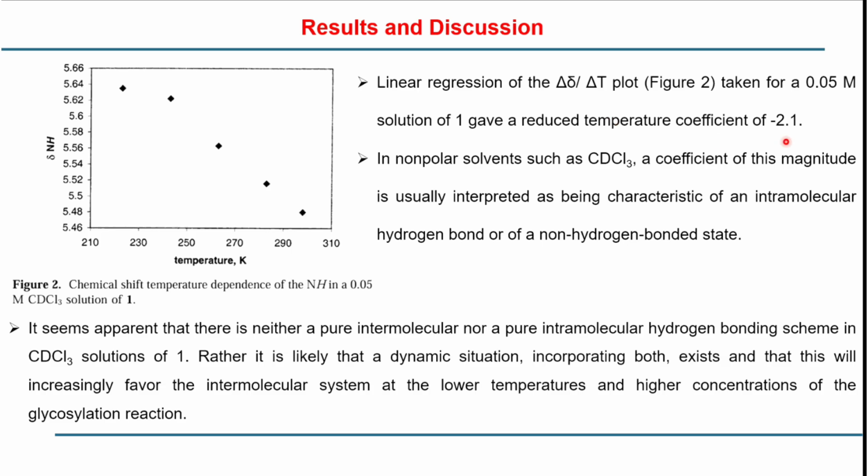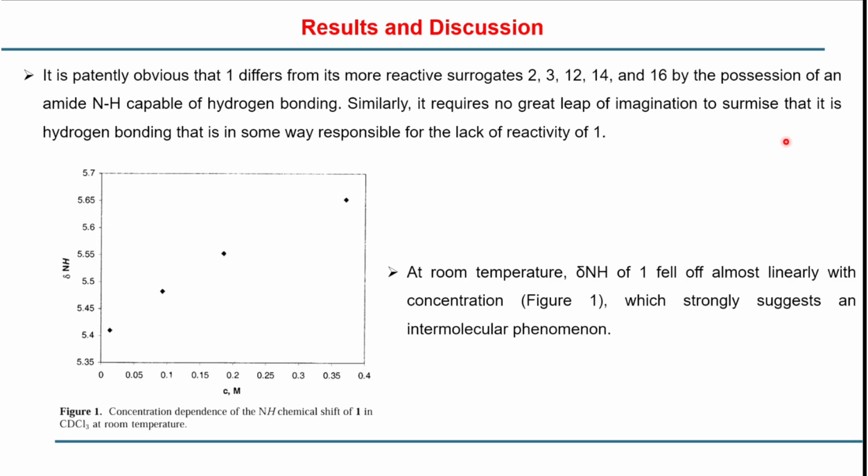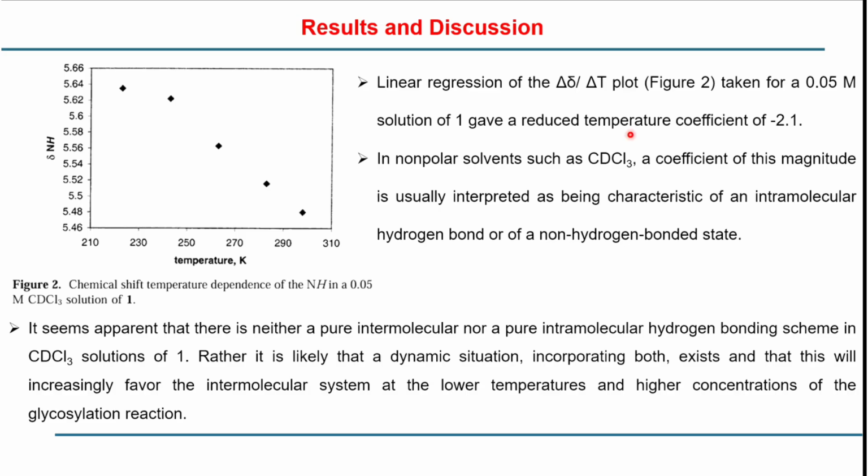In a non-polar solvent, if the temperature coefficient is negative, that leads to intramolecular hydrogen bonding. But the previous experiment suggests it is undergoing intermolecular hydrogen bonding, and this experiment shows intramolecular hydrogen bonding also. So it was not clear whether it is pure intermolecular or pure intramolecular hydrogen bonding. What they concluded is that there is a dynamic situation: at lower temperature and increasing concentration, it forms intermolecular hydrogen bonding over the intramolecular hydrogen bonding.